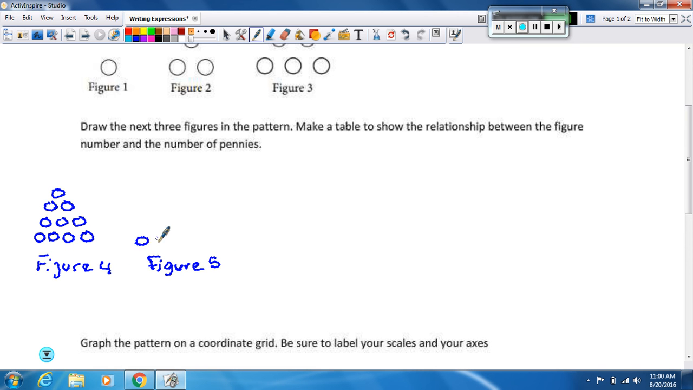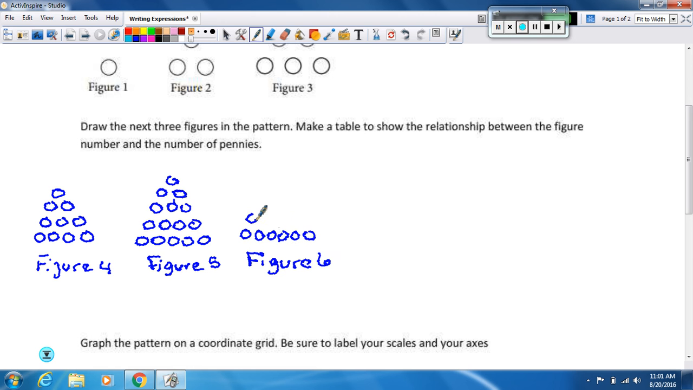Figure 5 is going to have 5, 4, 3, 2, 1, and Figure 6 will have 6, 5, 4, 3, 2, and 1.